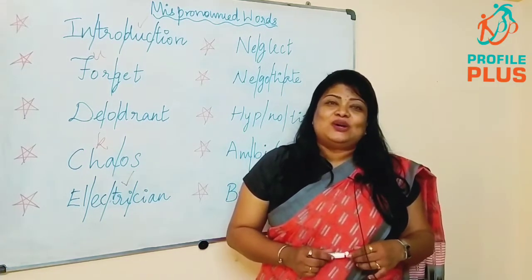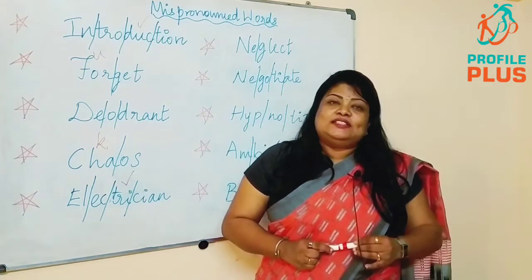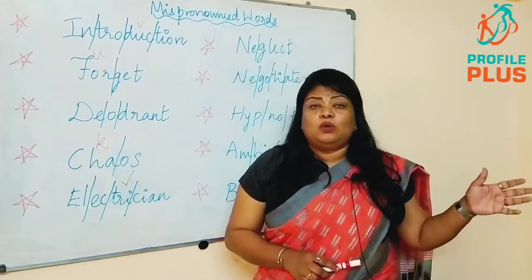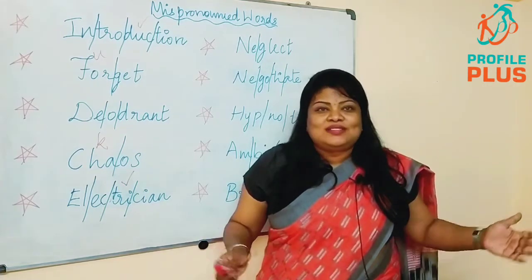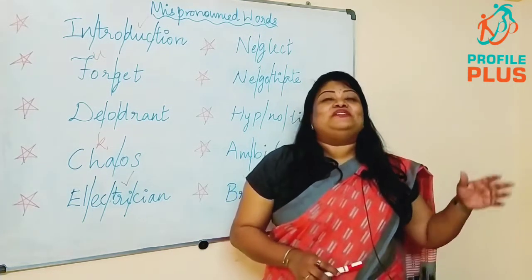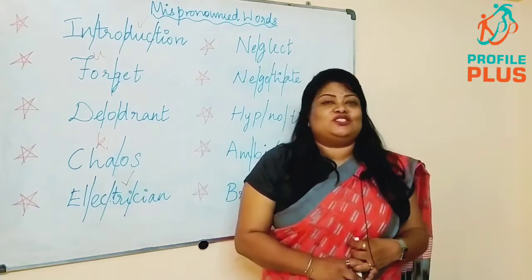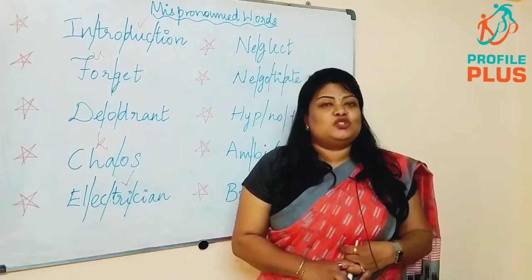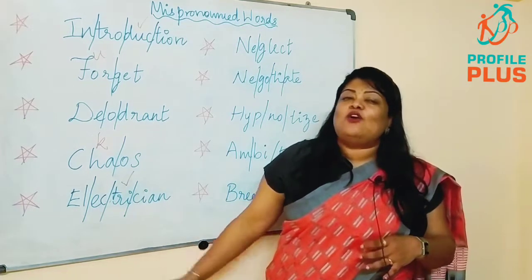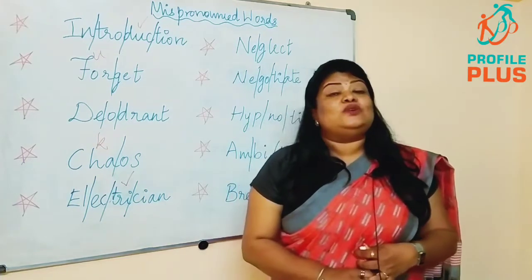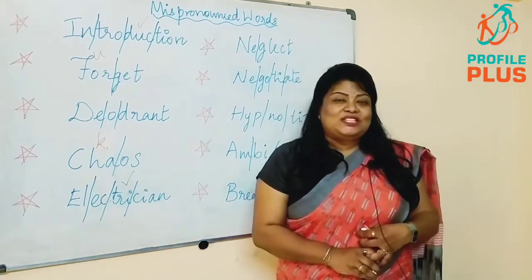Electrician. What is this called? Electrician. We normally call the electrician whenever we have a power outage for a long time. So when you have a power outage for a very long time, we just call the electrician. You have to stress on the syllable TRI. So remember this and try to correct all these mispronounced words from today.